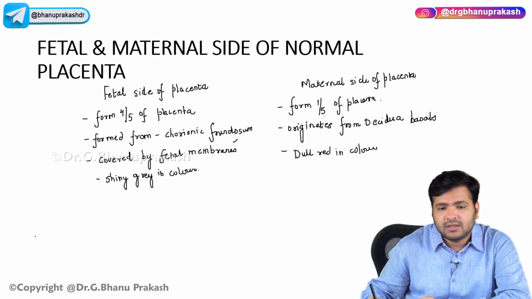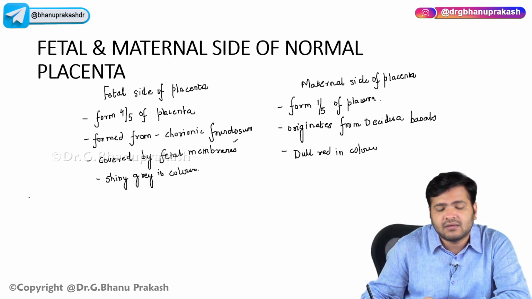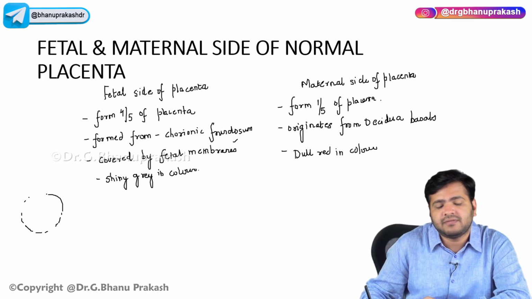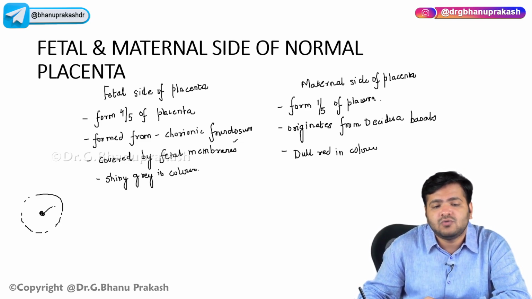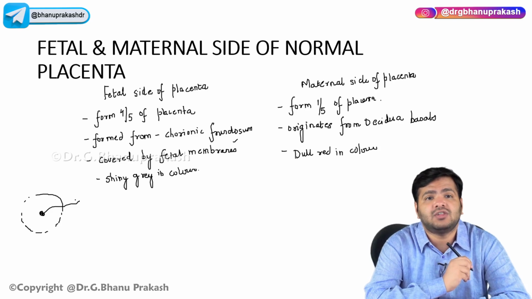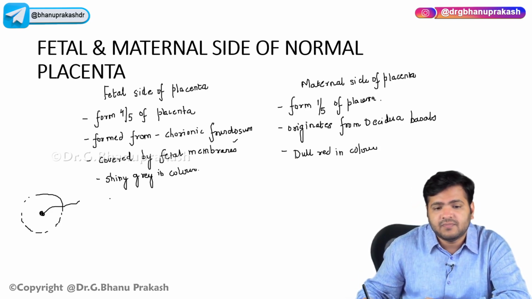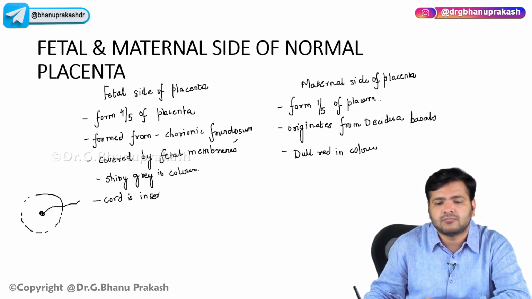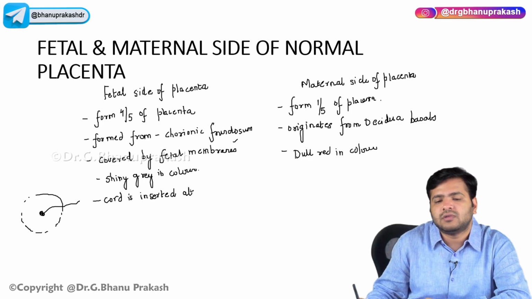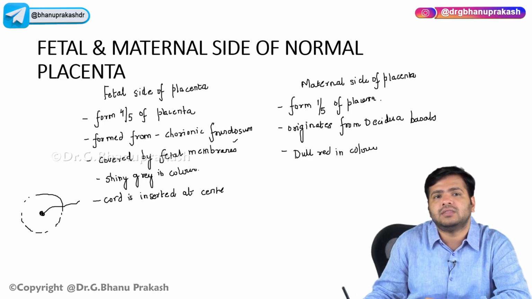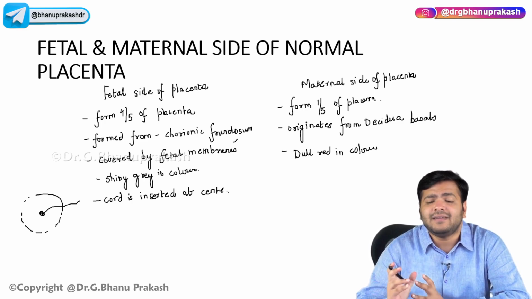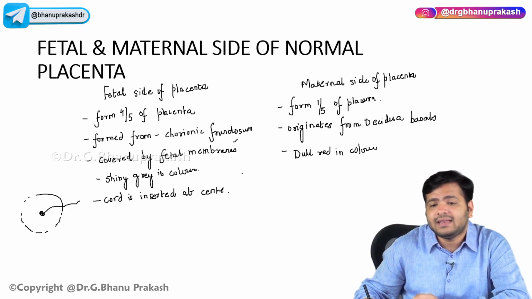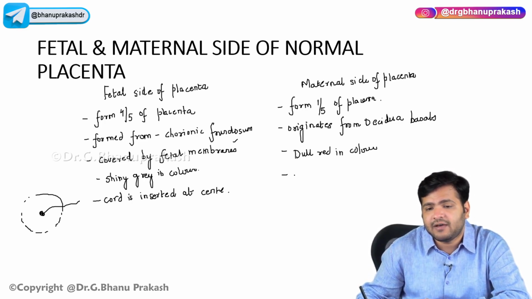Apart from that, remember, if this is the fetal side of the placenta, the cord will be attached to the center. The cord is inserted at the center on the fetal side. And as compared to this, the maternal side has polygonal areas.